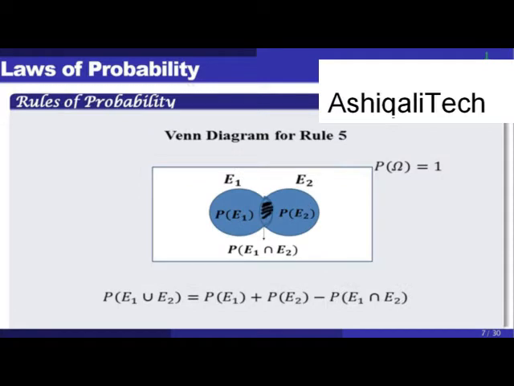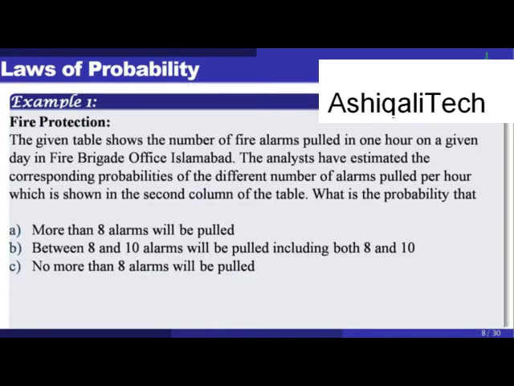Dear students, similarly, if we look at the Venn diagram for rule number 5, then you can see here the probability of the sample space is also 1 as we have in rule number 3, but the probability of event E1 and the probability of E2 are two shaded areas having some common area. So this common area is represented by probability of E1 intersection E2. Therefore, probability of E1 union E2 is equal to probability of E1 plus probability of E2 minus probability of E1 intersection E2.